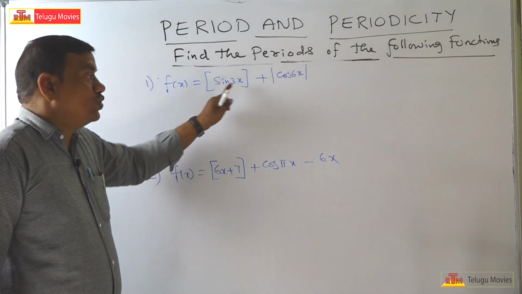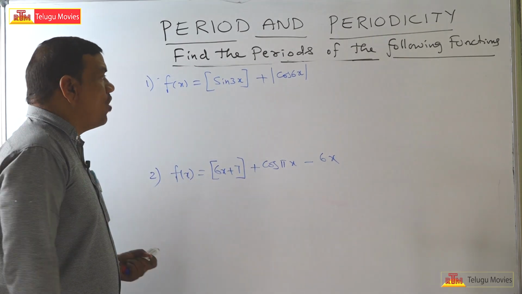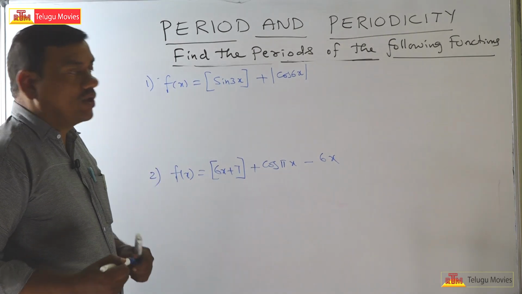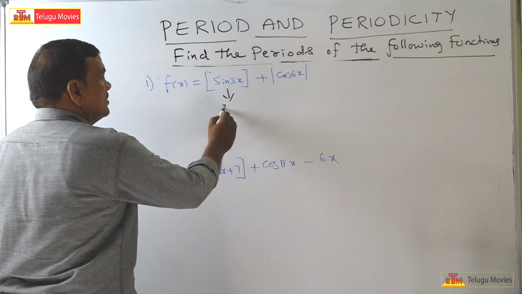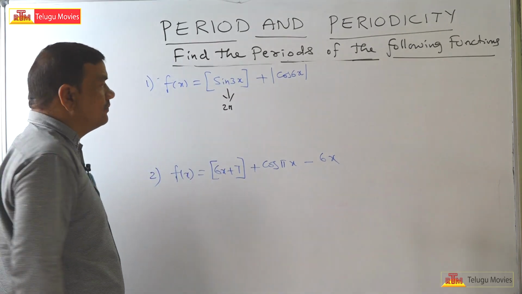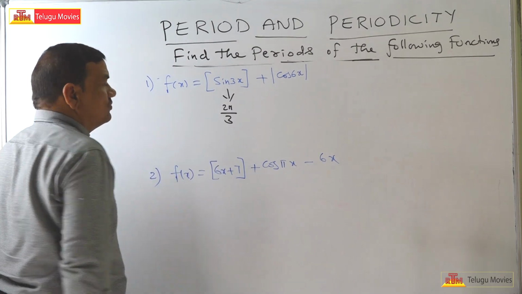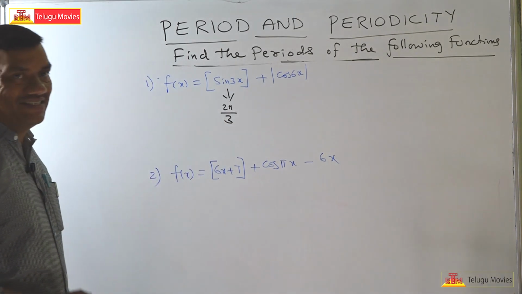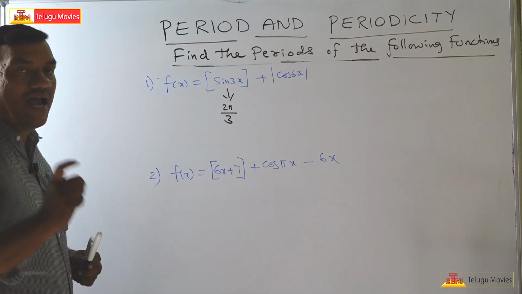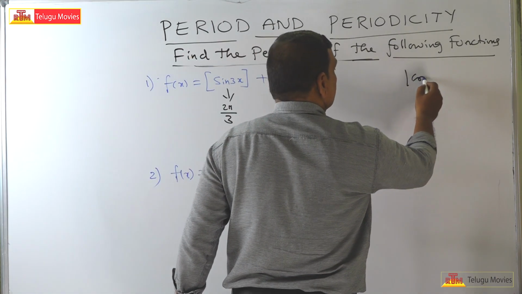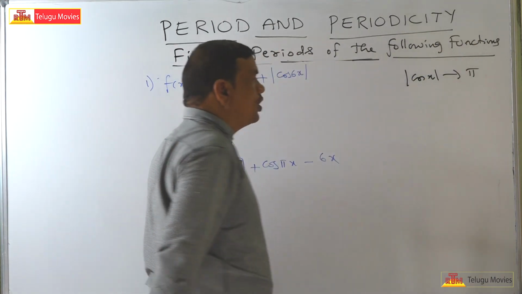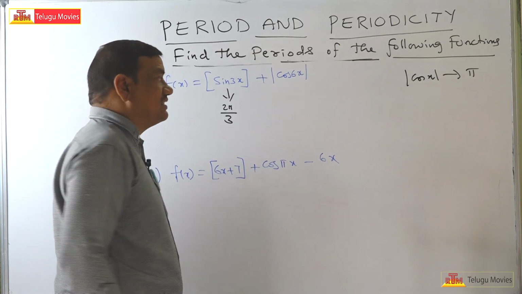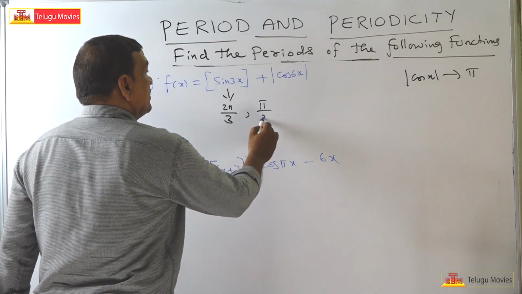f(x) is equal to step of sin 3x plus modulus of cos 6x. What is the period of these functions? First, for sin 3x, 2 pi upon the x coefficient 3, so 2 pi by 3. What is the period of modulus of cos 6x? I have already told you, modulus of cos x has period pi only. Therefore, modulus of cos 6x has period pi by 6.